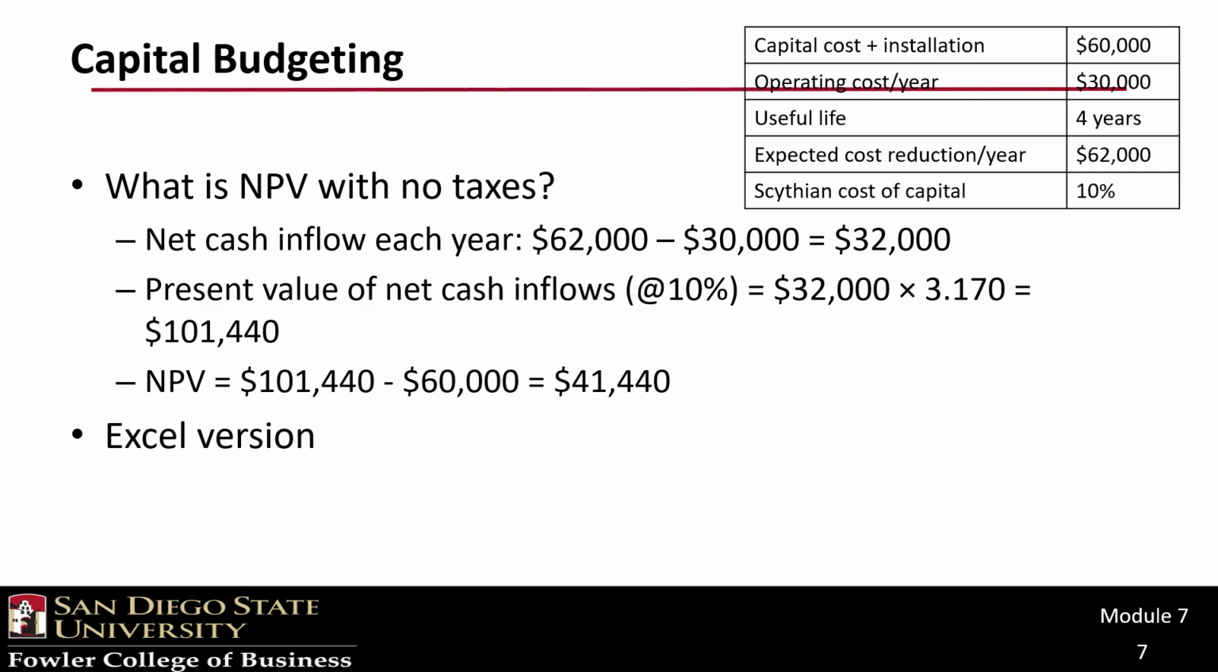And so we can net that against the present value of the cash flows and realize that we'll have a positive net present value of $41,440. Okay, now we're going to skip out and take a look at this in Excel.